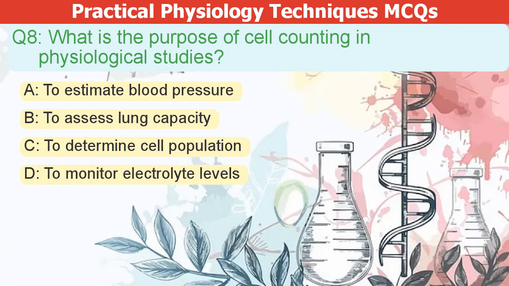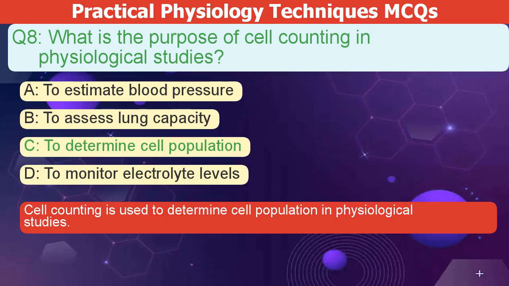What is the purpose of cell counting in physiological studies? A. To estimate blood pressure. B. To assess lung capacity. C. To determine cell population. D. To monitor electrolyte levels. The correct answer is C. Cell counting is used to determine cell population in physiological studies.